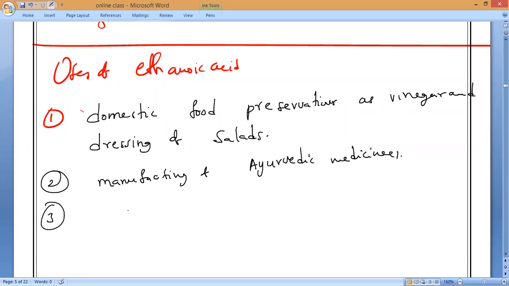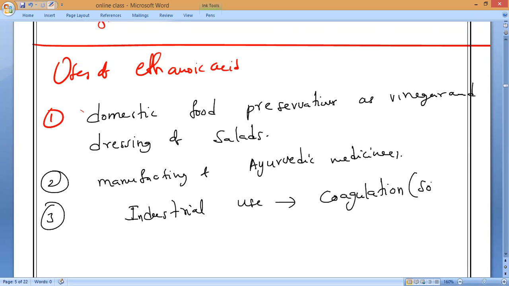Next, industrial purpose. Industrial use: coagulation of rubber. Coagulation means solidification, guys, like blood clotting. In the same way, coagulation turns into solid. Coagulation means solidification of natural rubber.